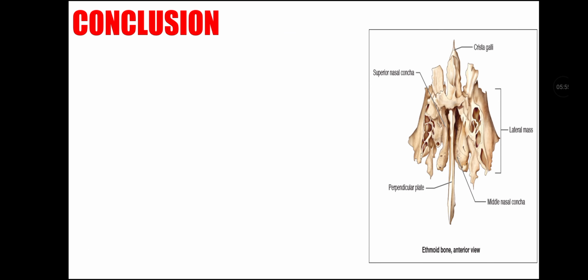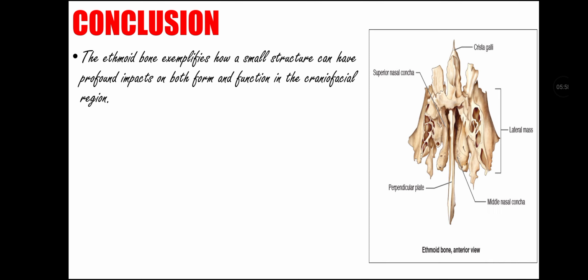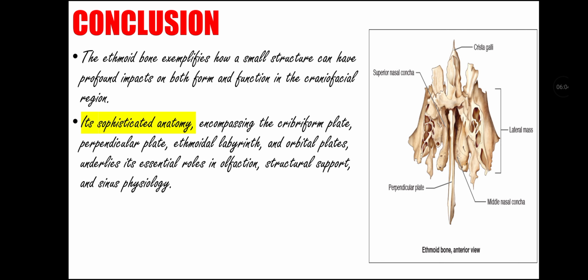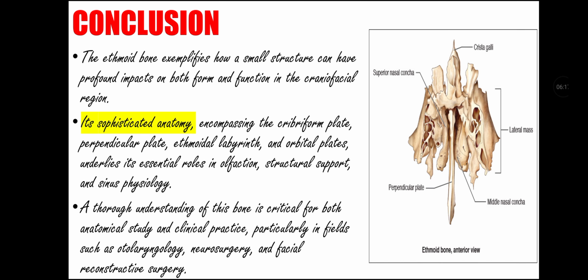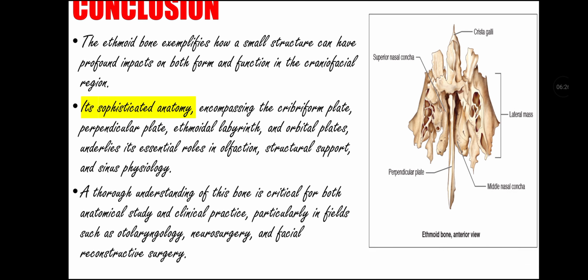Now let's talk about conclusion of this lecture video. Ethmoid bone exemplifies how a small structure can have a profound impact on both form and function in craniofacial region. Its sophisticated anatomy encompassing the cribriform plate, perpendicular plate, ethmoidal labyrinth, and orbital plates underlies its essential role in olfaction, structural support, and sinus physiology. A thorough understanding of this bone is critical for both anatomical study and clinical practice, particularly in fields such as otolaryngology, neurosurgery, and facial reconstructive surgery.